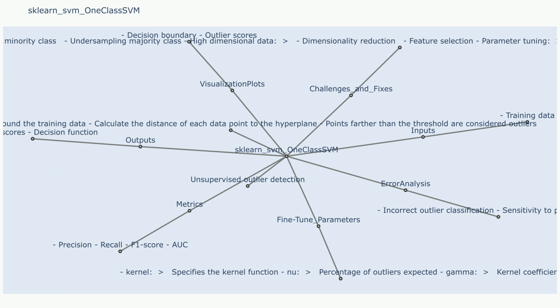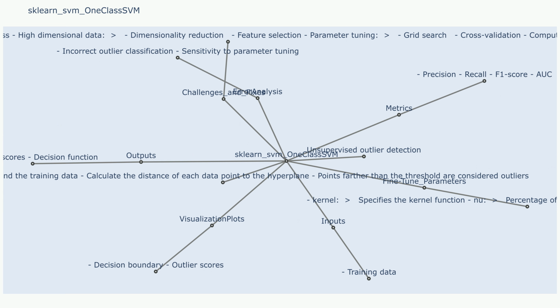Uncertainty methods. Confidence score: the distance of a data point from the learned boundary can be used as a measure of confidence in its classification. Higher scores indicate higher confidence.